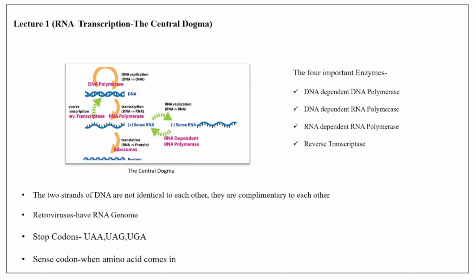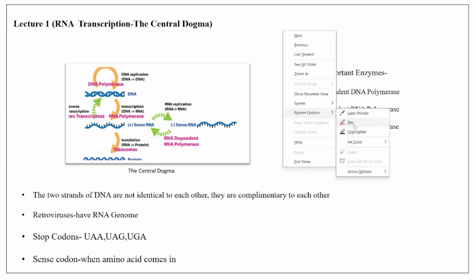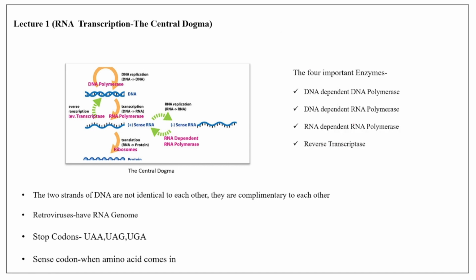The lecture 1 in week 3 is about RNA transcription, the central dogma. When we talk about the central dogma, what does it mean? It says that DNA first replicates itself. As you can see, this is the DNA. DNA replicates itself with the help of an enzyme known as DNA polymerase. So DNA makes copies of itself with the help of DNA polymerase.